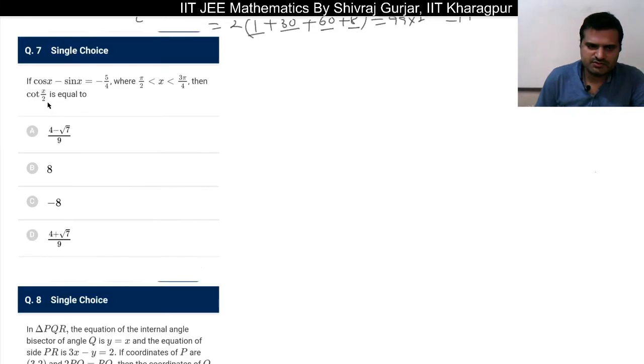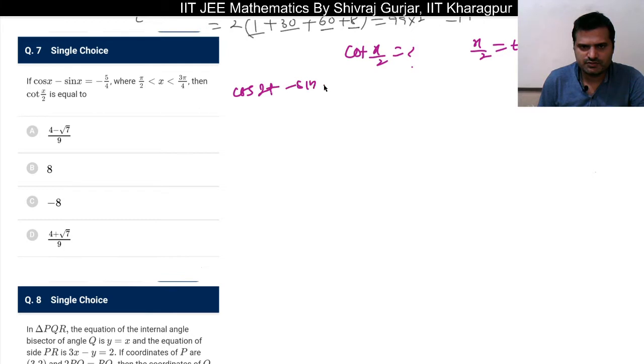Okay, so we are asked to find cot x by 2. Let us take x by 2 as t, then x is 2t. So this will become 2t minus sin 2t equals minus 5 by 4. Okay.